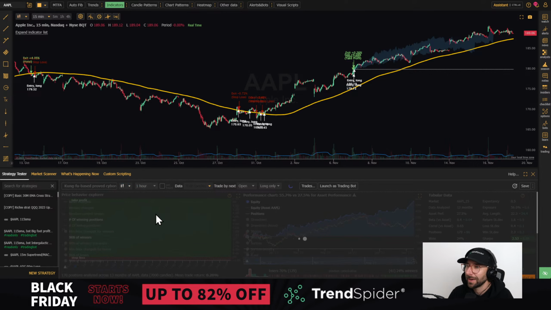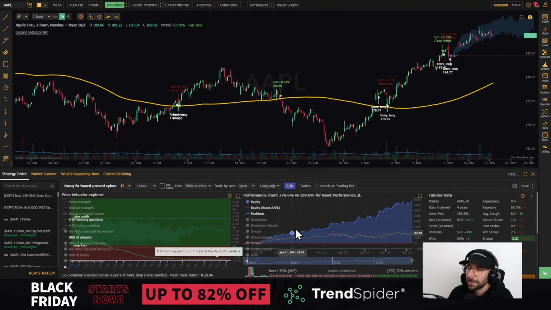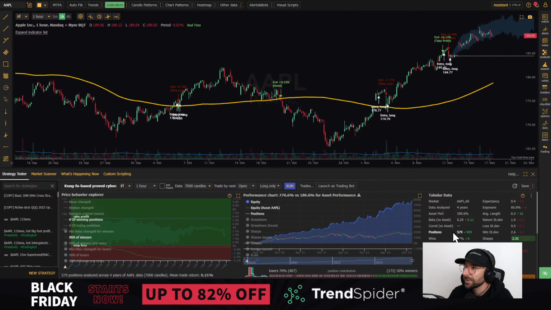The next thing that I like to do is start playing around with time frames to see what happens if I utilize a different time frame. And on the hourly, you get this performance, 776 on your strategy versus 189 on the asset. Pretty clean little equity curve. And you're also trading more, taking way more positions, but it's over a much longer period of time, 4 years versus 1 year.